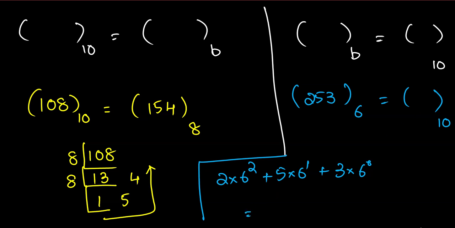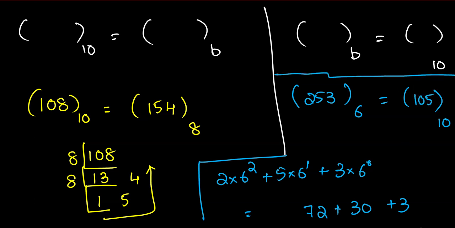6 power 0 is always 1. We got 3. Here 30. Here 36 into 2 is 72. 72 plus 30 plus 3, if I am not wrong, is 105. You check, the value decreased inside. The base value increased, so the value inside will decrease.